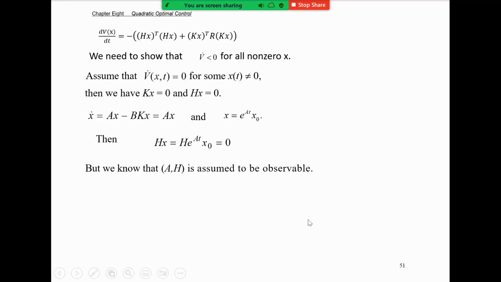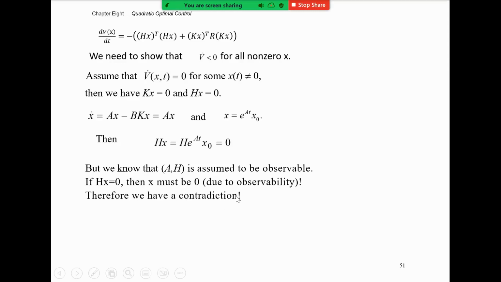For an observable system, if the output is 0, what will be the state variables? The state variables have to be 0, right? If a system is observable, that's what you have learned. So if the output is 0, then x must be 0 due to the observability. Okay?